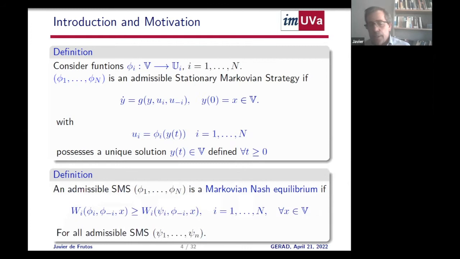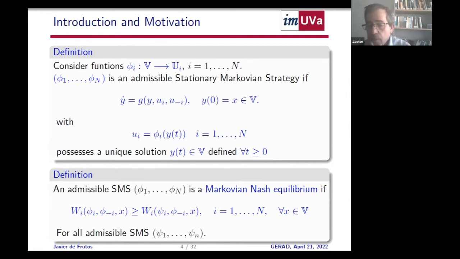So the equilibrium concept of interest for us is the Markovian-Nash equilibrium, the well-known Markovian-Nash equilibrium, no? Whose definition is here in order to fix ideas. Here, phi_i denotes the admissible strategy for player i that has to satisfy some hypotheses in order that all the substitutions that one can make have a meaning.